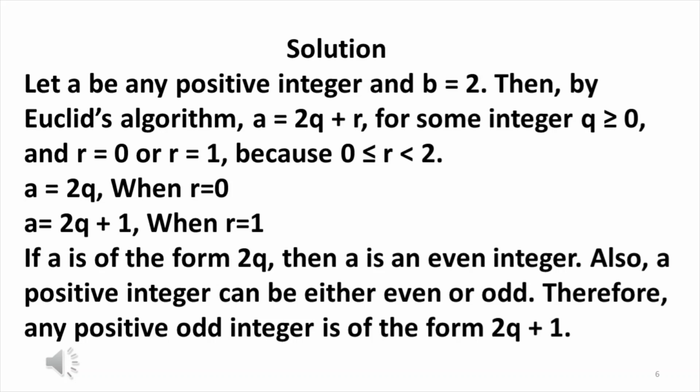Solution: Let a be any positive integer and b equals 2. Then, by Euclid's algorithm, a equals 2q plus r, for some integer q greater than or equal to 0, and r equals 0 or r equals 1, because 0 is less than or equal to r less than 2. So a equals 2q when r equals 0, and a equals 2q plus 1 when r equals 1. If a is of the form 2q, then a is an even integer.